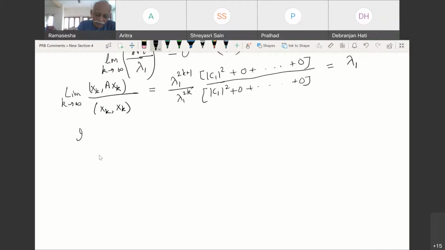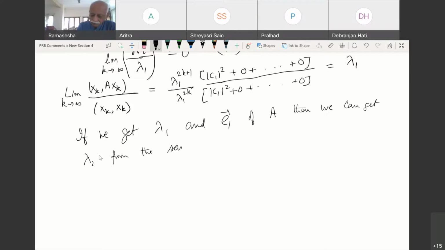So if we get lambda 1 and E1 of A, then get lambda 2 from the same method on the matrix B equal to A minus lambda 1 E1 E1 transpose.